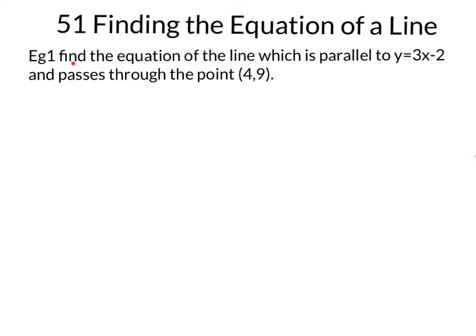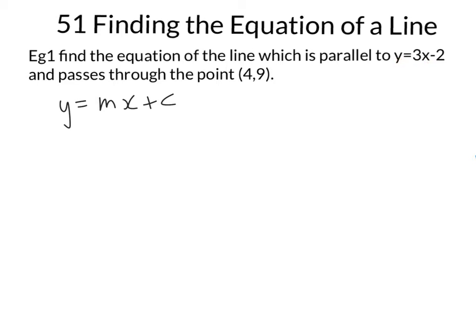Example 1 then. Find the equation of the line which is parallel to y equals 3x minus 2 and passes through the point 4, 9. So let's break it down. Find the equation of the line. At this level, we're only working with straight lines. You don't know anything more advanced than that. So it's going to be trying to work out the equation of a straight line, and it'll be y equals mx plus c, which is parallel to y equals 3x minus 2.